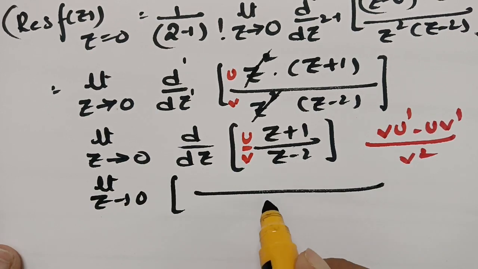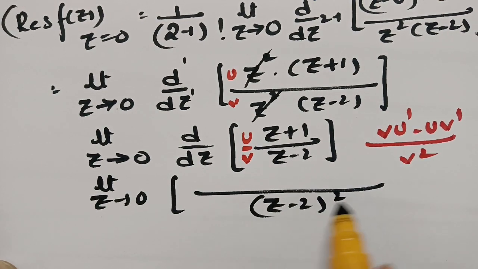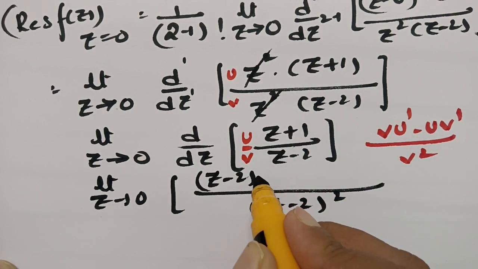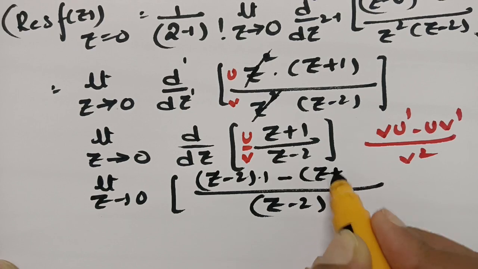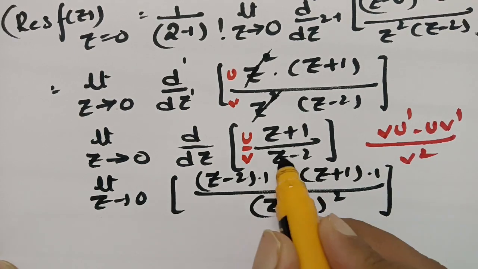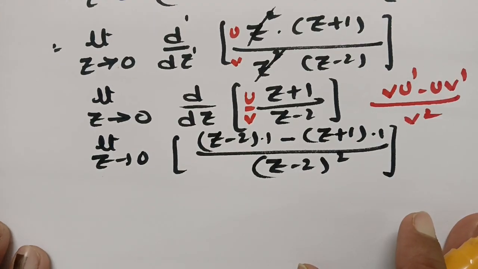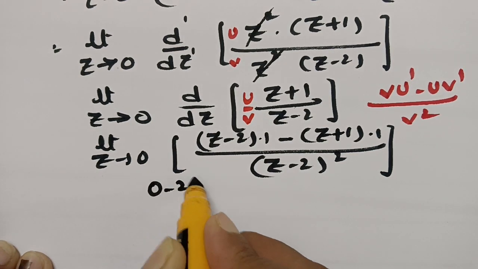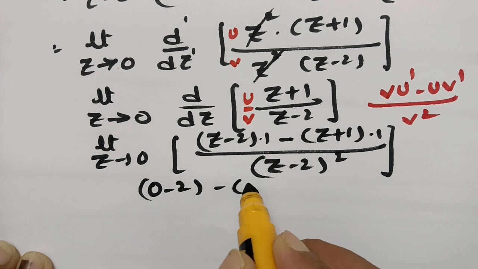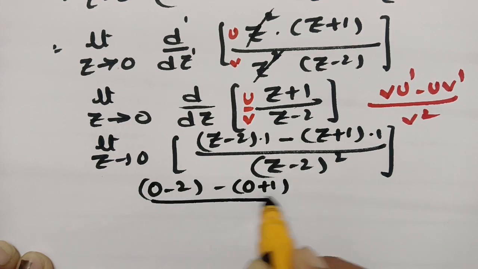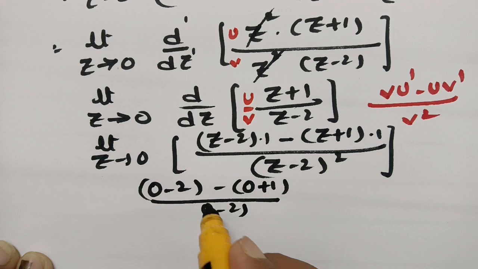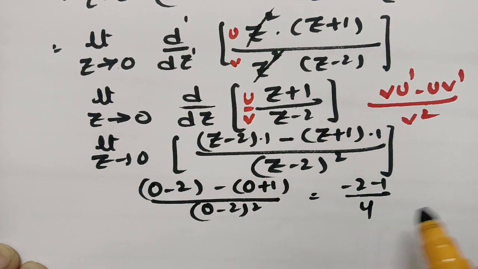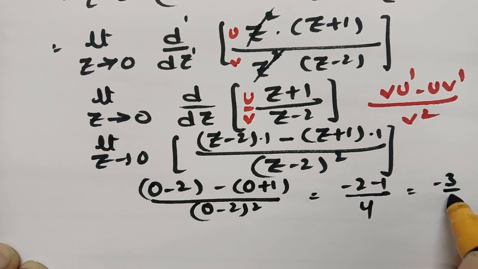So this is v square, that is (z minus 2) whole square. So this is z minus 2, and u derivative here is 1, u value is z plus 1, and v derivative is 1. Therefore, if I keep the z value as 0, this will be 2 minus 0 minus (0 plus 1) by (0 minus 2) square. So this value will be (minus 2 minus 1) by 4. So the value here is minus 3 by 4.